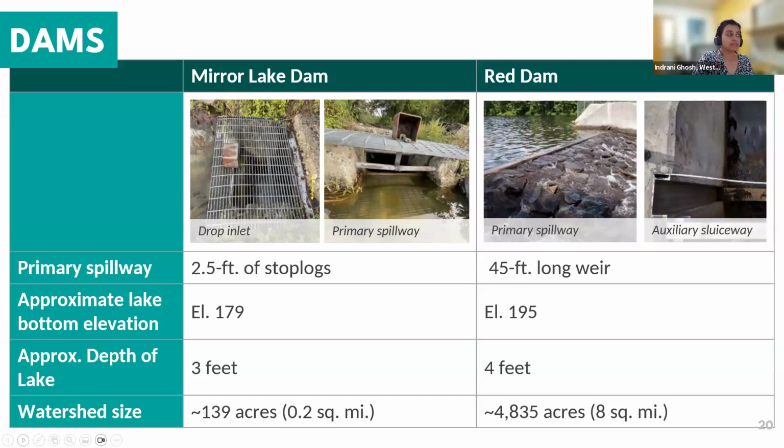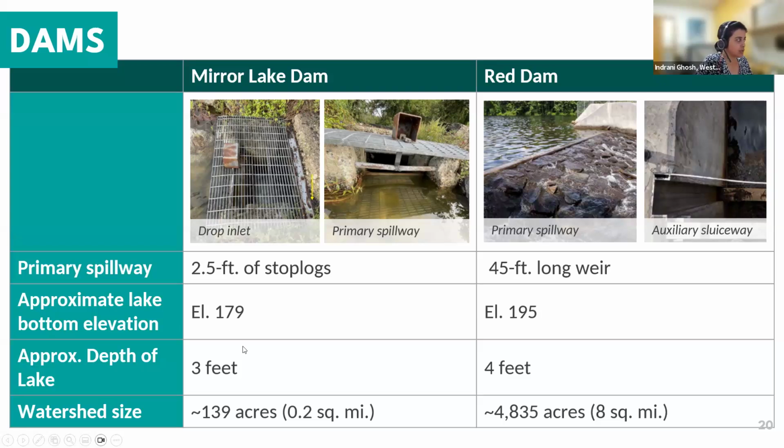So there were two locations that we looked at this. We looked at this at the Mirror Lake Dam, and we looked at it at the Red Dam. At both these locations, we had some differences in how these dams and the reservoirs behind the dams are configured. The Mirror Lake Dam has about 2 feet wide stop logs. The Red Dam has about 45 feet long weir. Approximate elevations of these dams are noted.